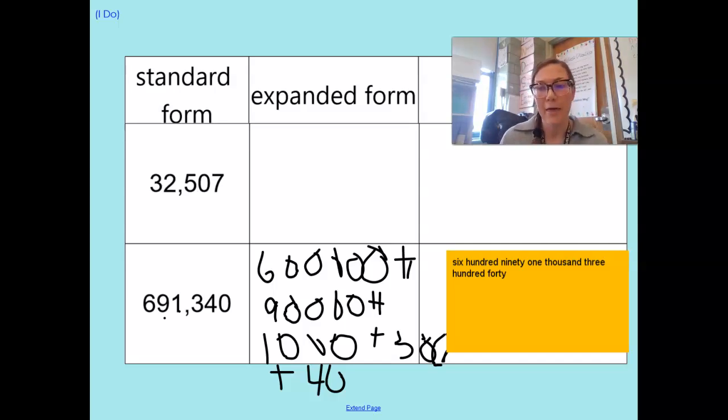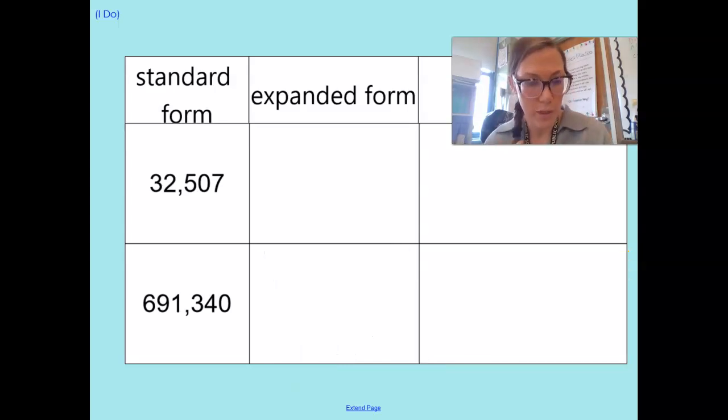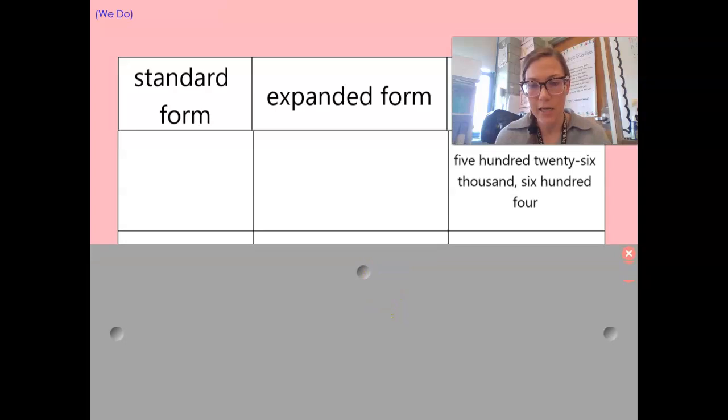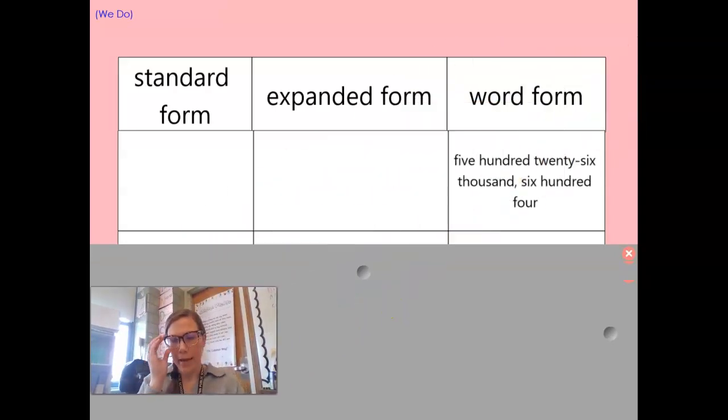All right, let's try some together. I will pause so that you can share out your thoughts. Here is the number. Which form did they give it to us in? Let me move my face so that you can see. Okay, so as you can see, they said it in word form. So that means that we need to write it in standard form and expanded form.